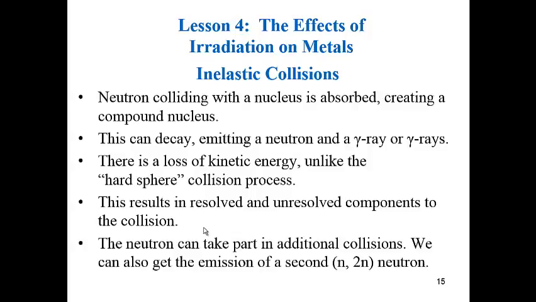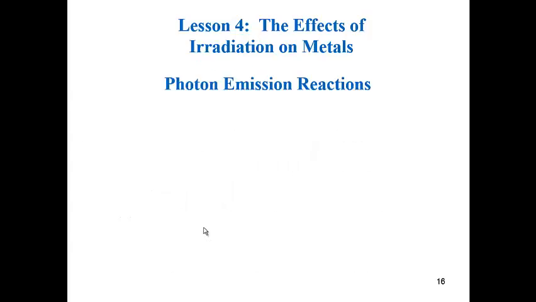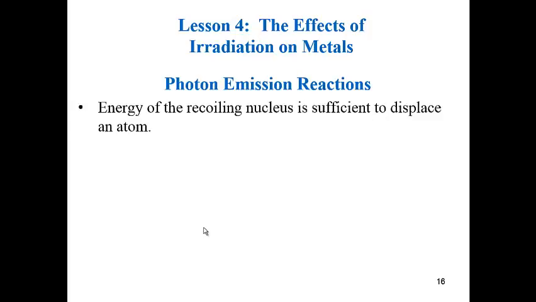And the neutron can take part in additional collisions, and we can also have emission of a second neutron. So we can have either one or two neutrons released, and of course, that means taking a neutron from the nucleus of the atom. We have photon emission reactions. Basically, the energy of the recoiling nucleus is sufficient to displace the atom, so that you can actually knock the atom loose. The electrons associated with the nucleus are going to follow along with it as it's displaced.